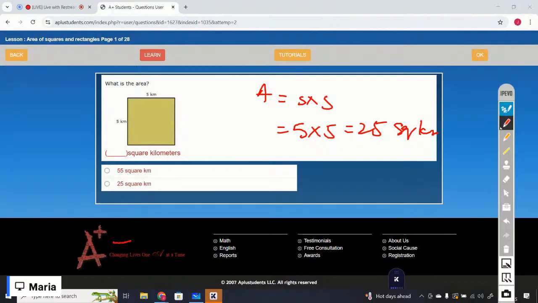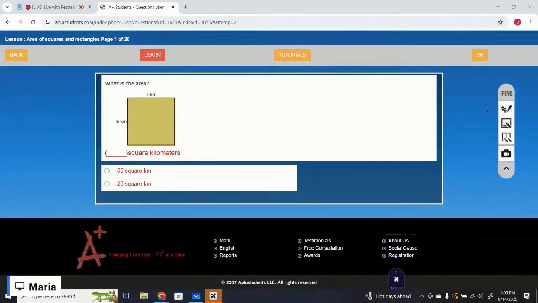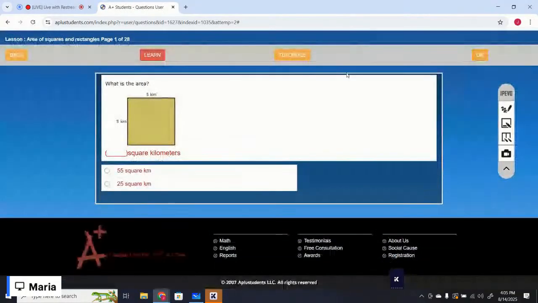That is 25 square kilometer. Option number 2 is the correct option.